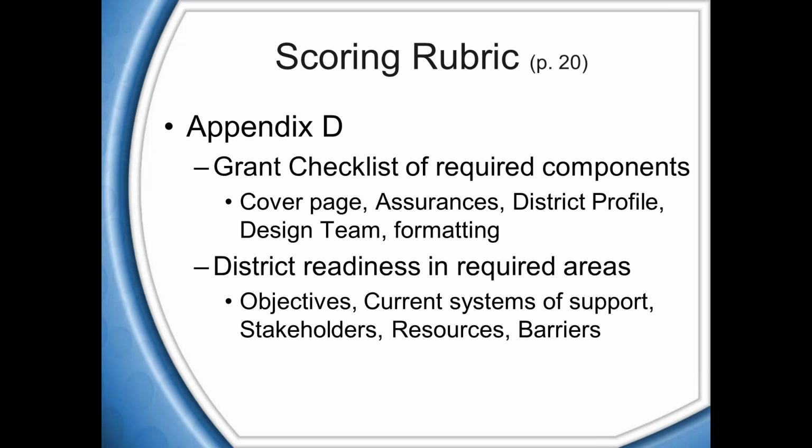And then section B goes through each of those 5 questions around objectives, current systems, stakeholders, resources, and barriers, and gives you some examples of the kinds of responses that might elicit either a does not meet, an emerging, or a readiness established evaluation. So each of those 5 questions will have its own review based on the rubric.